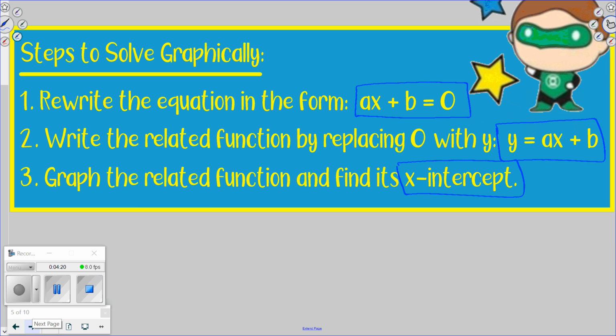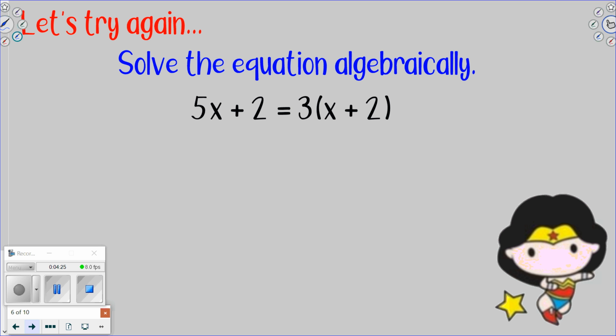All right, so let's try it. All right, so that flipped to the right. Okay, it was being weird.